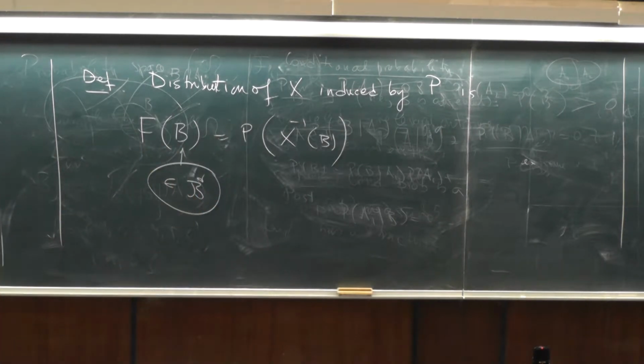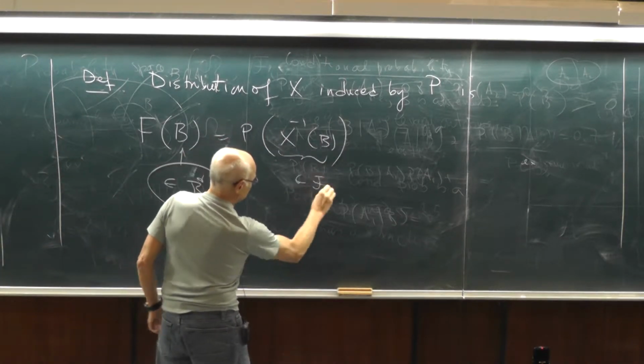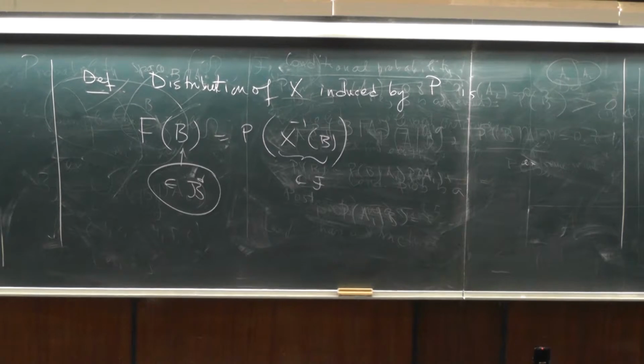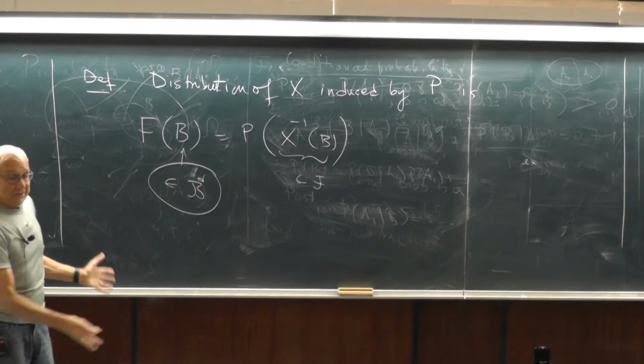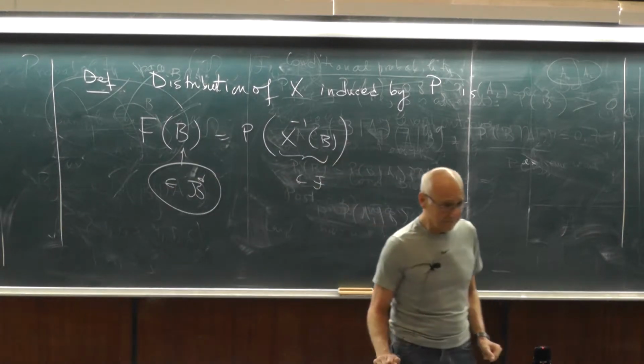Now, the definition is meaningful. Why am I saying that? Because by construction, this is an event. It's a member of the sigma field. And the probability is defined on F. So that's a correct definition. Okay? So this is it. That's the distribution of this random element.